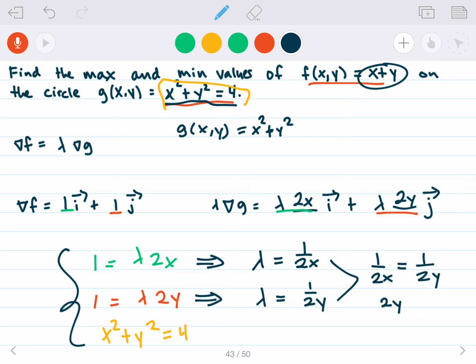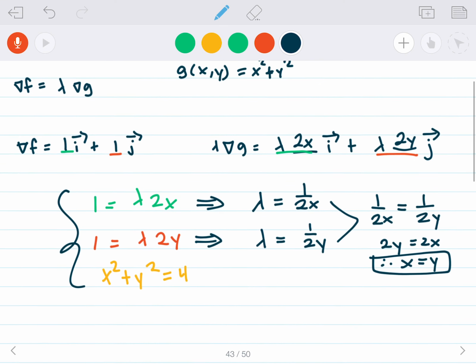So I get 2y equals 2x, so I get x is equal to y. So this is the relationship that I'm going to use with the constraint equation. So x is equal to y.